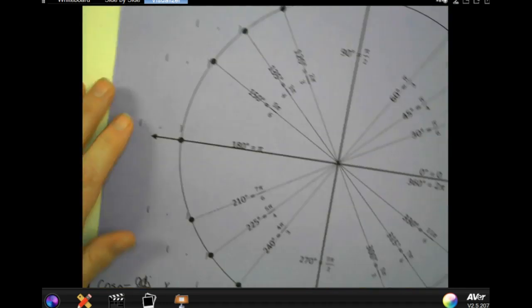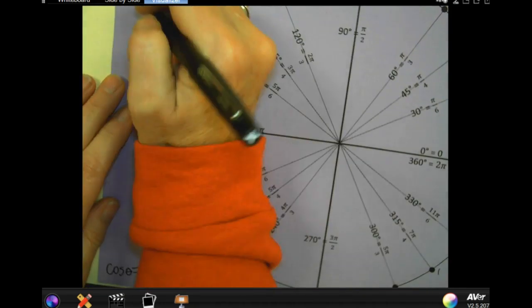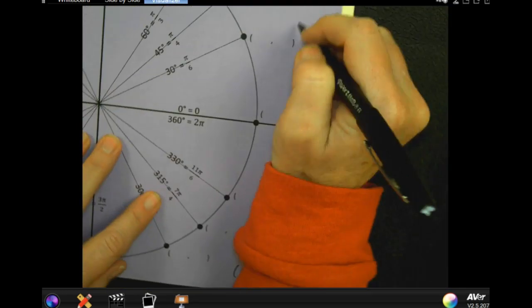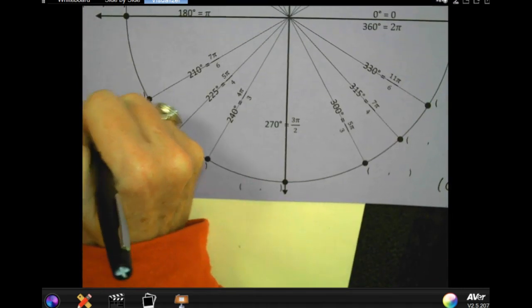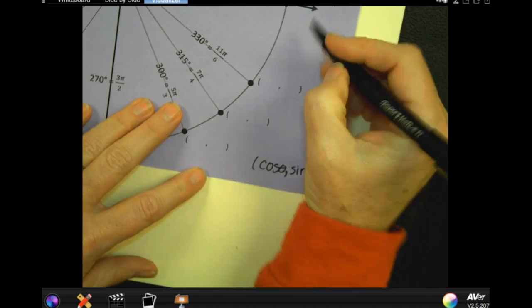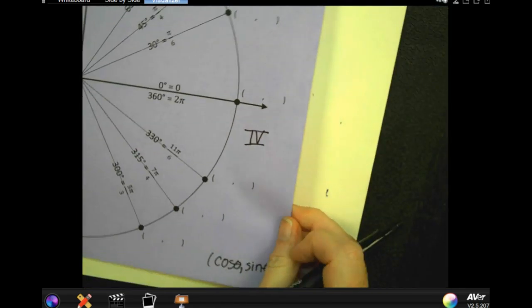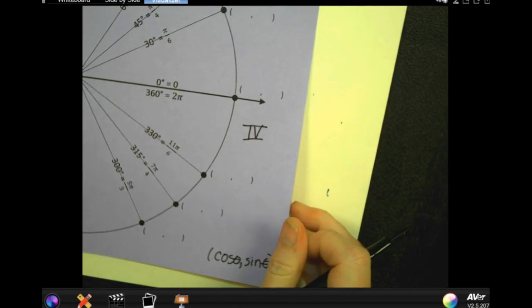So the next thing I want to talk about is the quadrants. This is quadrant 1, this is quadrant 2, this is quadrant 3, and this is quadrant 4. We talked about that yesterday. We talked about the quadrants making a C.